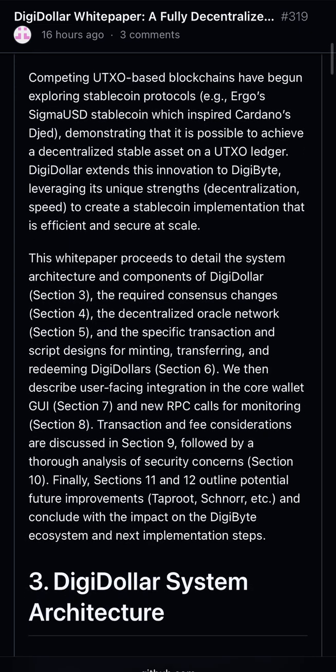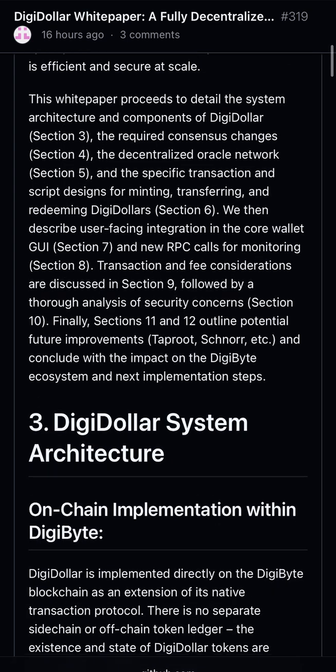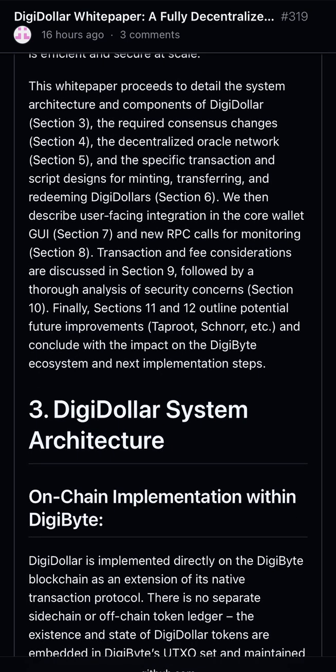Competing UTXO-based blockchains have begun exploring stablecoin protocols, e.g., Ergo's Sigma USD stablecoin, which inspired Cardano's JED, demonstrating that it is possible to achieve a decentralized stable asset on a UTXO ledger. DigiDollar extends this innovation to DigiByte, leveraging its unique strengths, decentralization and speed, to create a stablecoin implementation that is efficient and secure at scale. This white paper proceeds to detail the system architecture and components of DigiDollar.